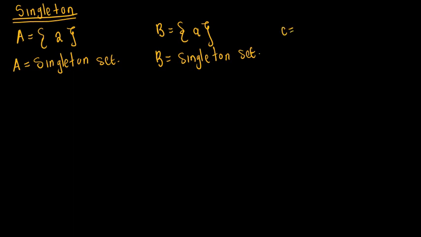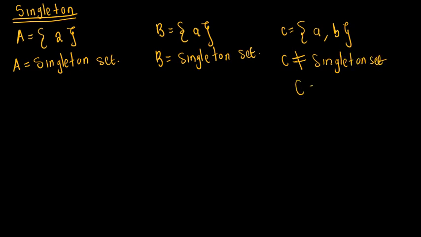If C is some set such that C contains A and B, C is not a singleton set because C contains more than one element. Very important to understand. Very, very important to understand.